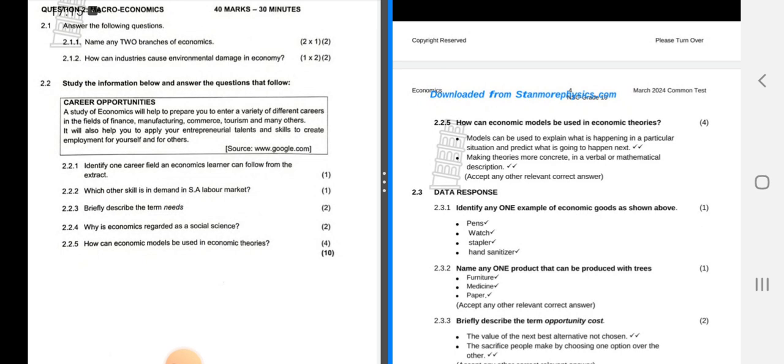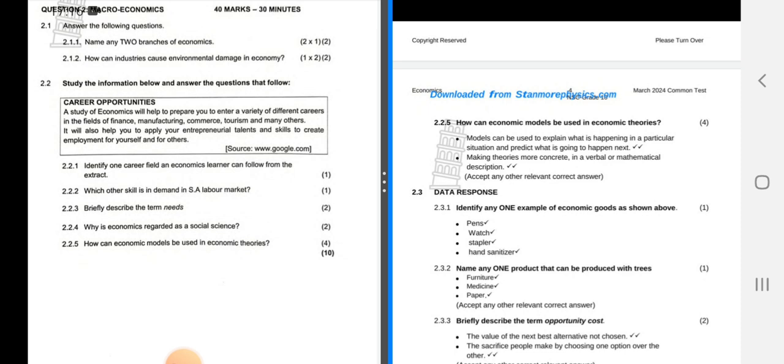How can economic models be used in economic theories? Models can be used to explain what is happening in a particular situation. In economics, we use a lot of models. You will see in second term that there will be a whole lot of graphs. So why do you think graphs are used in economics? You can answer this one, okay? The memo says they make theory more concrete in a verbal and mathematical description, or models can be used to explain what is happening in a particular situation and predict what's going to happen next. And the answer says accept any other relevant answer.